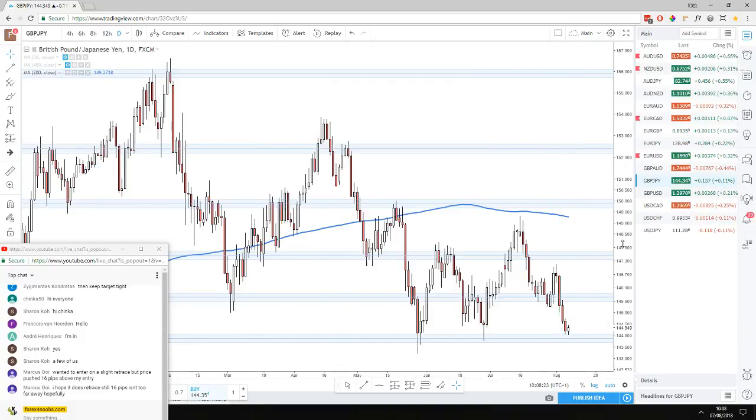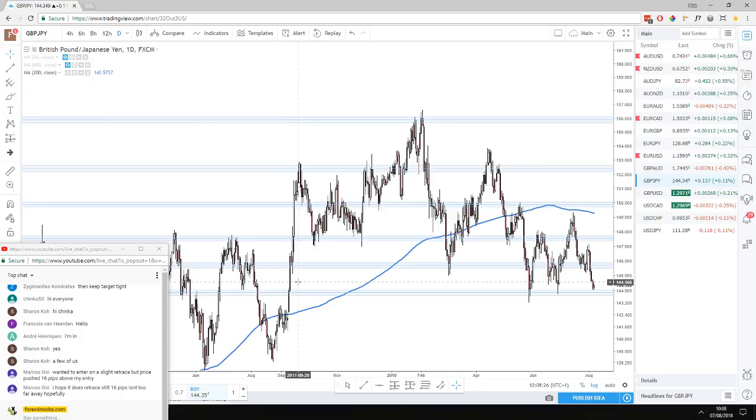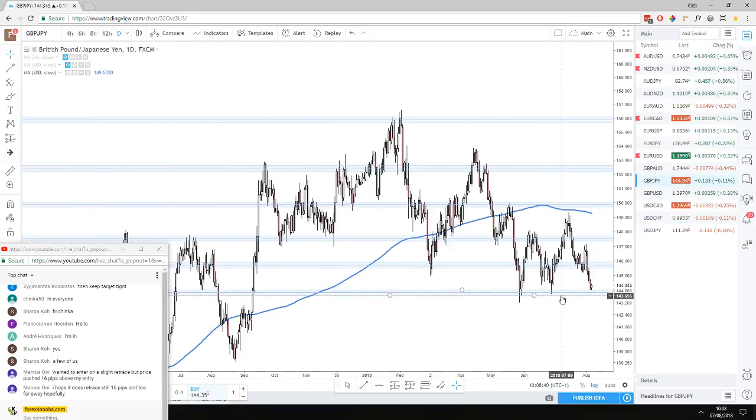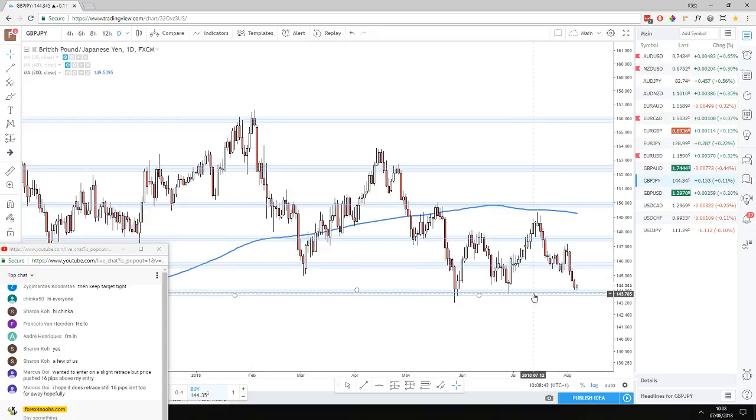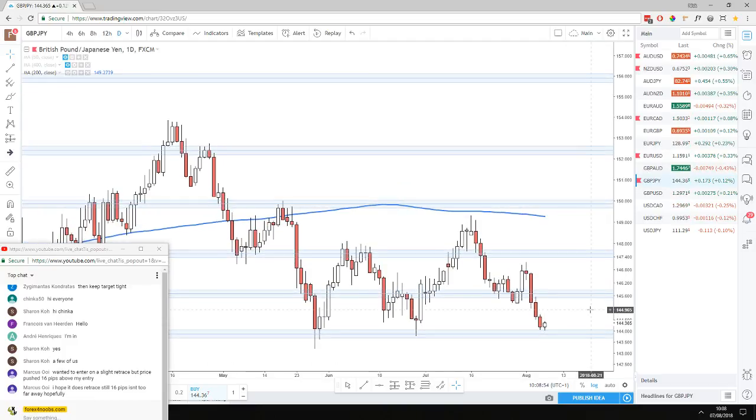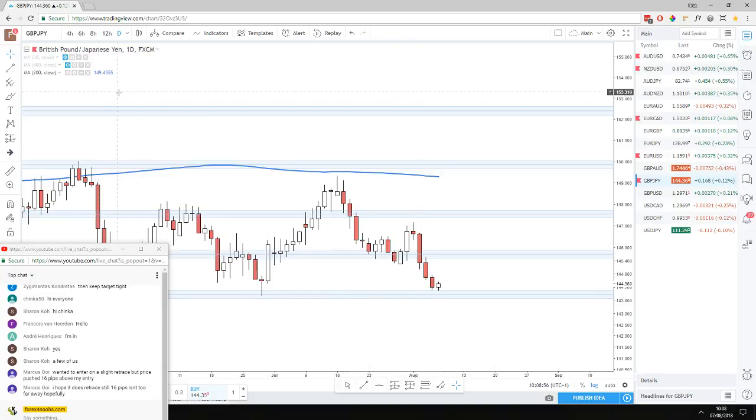GBPJPY is stalling out on top of this major support area. Significant support area. It's almost a yearly low. It's an 11-month low. What I mean is this support area has been holding for 11 months. 11 months, significant time. Price is stalling out on this support area. Looks like it's already turning around. So there is potential for a long trade here, a long bullish reversal essentially.